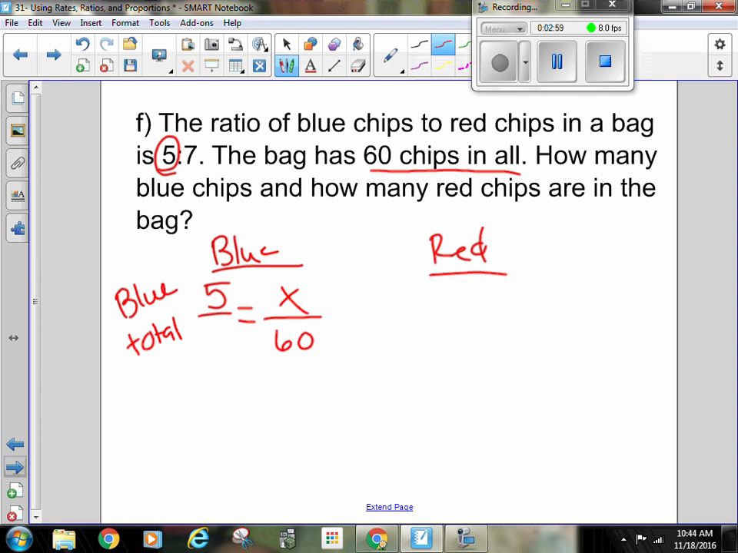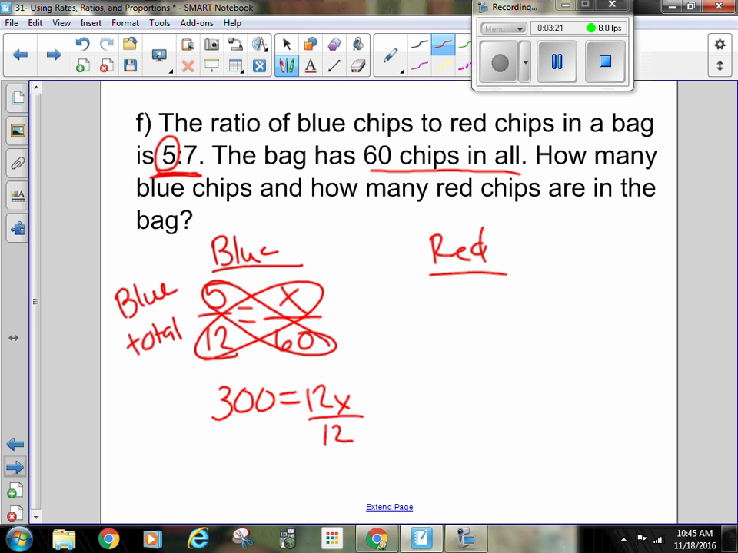We want to know how many blue are in total. In our ratio, there's 5 out of how many total? Well, we need to add these 2 together and get 12 to find the total. If I cross multiply, 5 times 60 is 300, and 12 times x is 12x. So I'm going to divide both sides by 12. 300 divided by 12, we find out there are 25 blue chips.